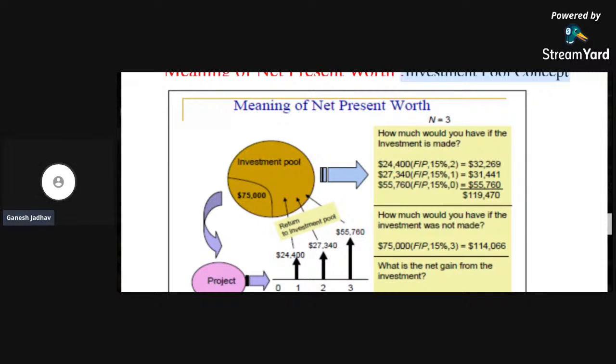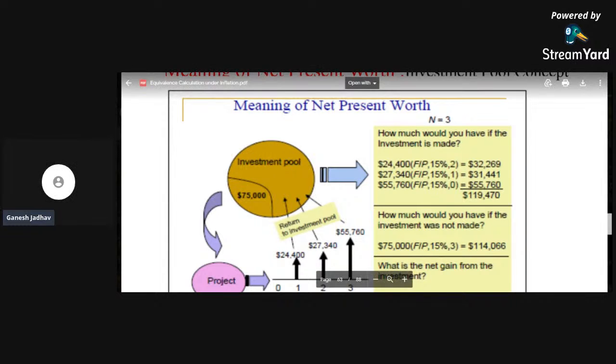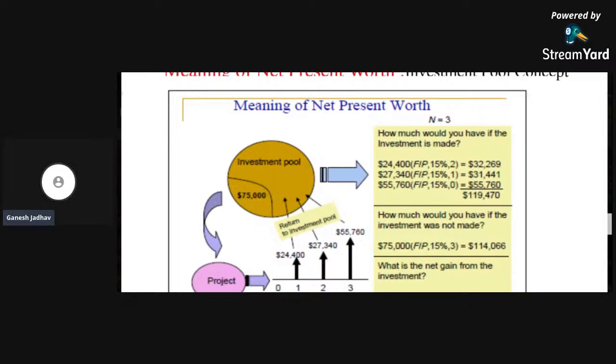That is F is equal to P (1 + i)^n. So you have to put this value: P is equal to 24,400, i is equal to 15 percent, that is 0.15, and n is equal to 2. Whenever you put that value in the formula F is equal to P (1 + i)^n, you will get that answer.